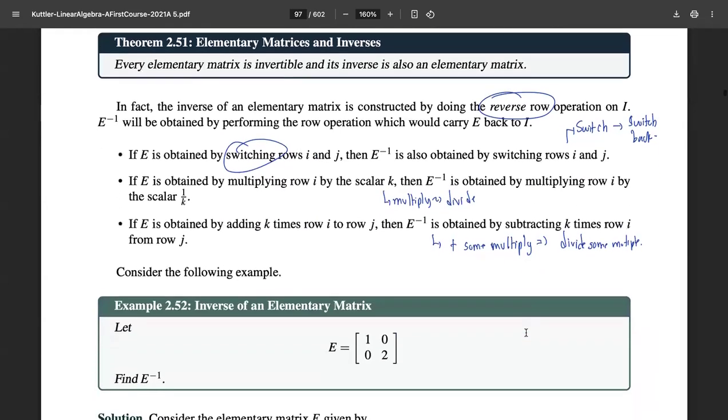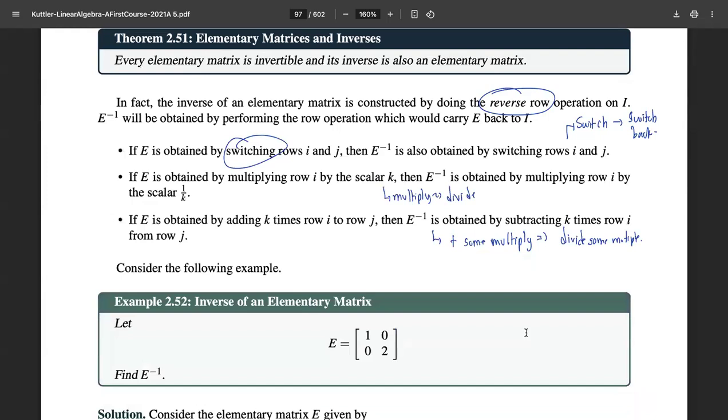So looking at the three examples here, let's walk through this together. The inverse of an elementary matrix is constructed by doing the reverse row operation on the identity matrix. So here is the identity matrix I. If our elementary matrix E is obtained by swapping rows I and J, E inverse is also obtained by swapping rows I and J. So if we switch the rows, we switch back.